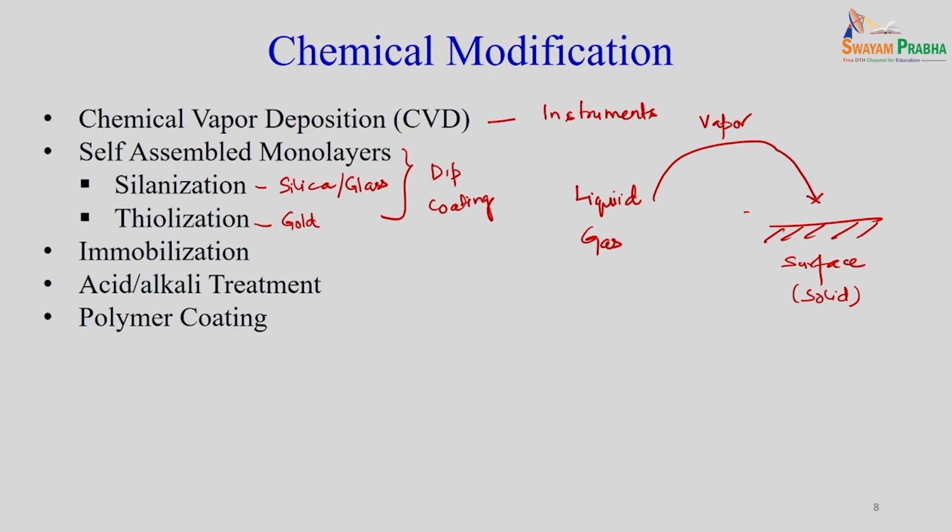Another method is immobilization. We can immobilize or cross link using different chemical agents, particularly bifunctional or multifunctional cross linking agents like glutaraldehyde. Also we can go very simple, with acid and alkali treatment to modify the outermost layer, or we can go for polymer grafting or the coating of polymers.